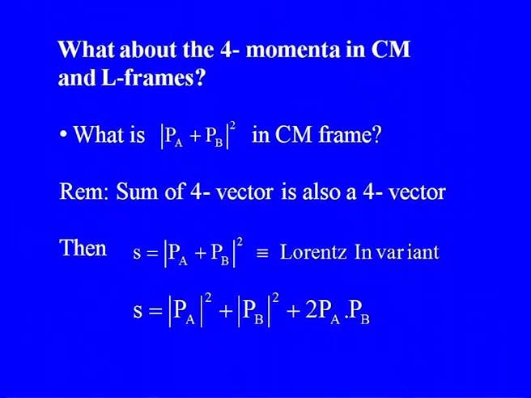So s here is a Lorentz invariant quantity. Then what is it? It's the norm of PA squared, the norm of PB, these are the 4 vector norms, plus twice the 4 vector dot product of PA and PB.